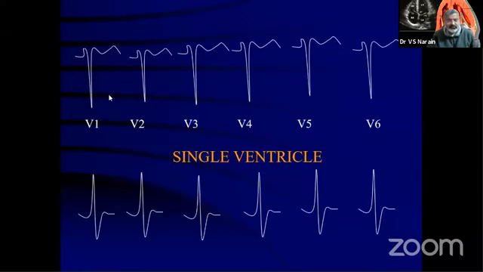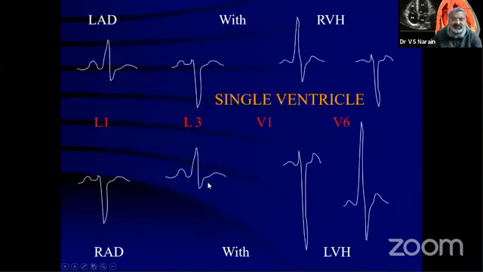In a single ventricle, diagram-wise, it can give you a concordant pattern. It's a negative or a positive. There is no transition. This is what we talked about. No transition.